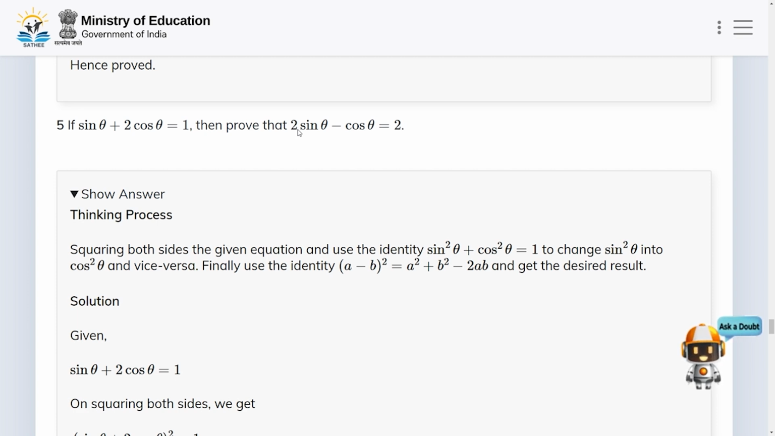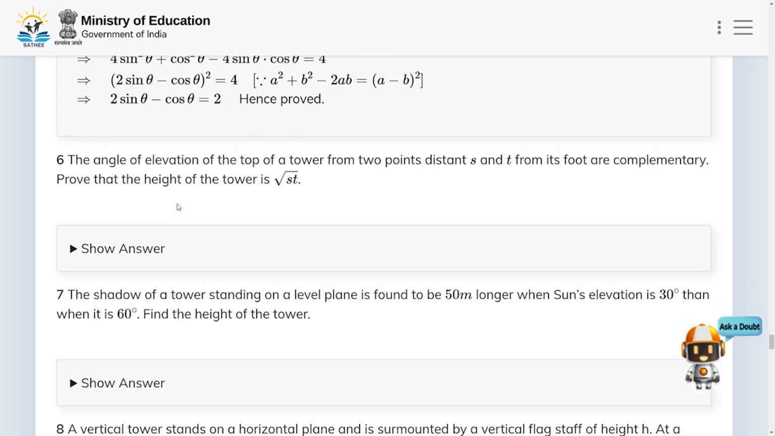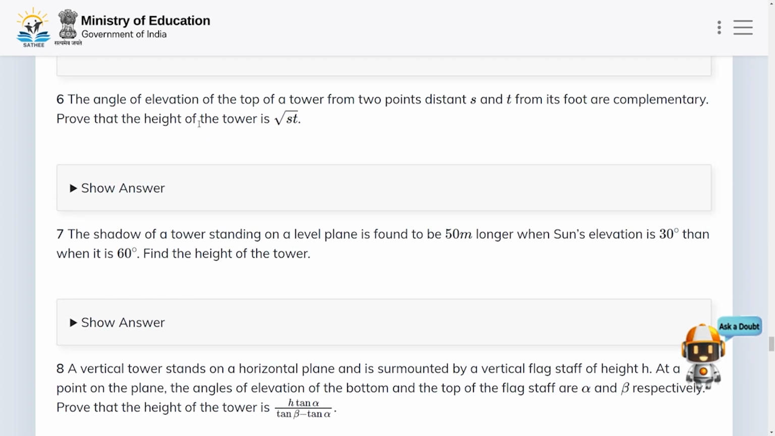And now let us move to next problem. So in next problem here we have the angle of elevation of the top of a tower from 2 points at distances S and T from its foot are complementary. Then prove that the height of the tower is square root of ST. Okay. So let us prove this.